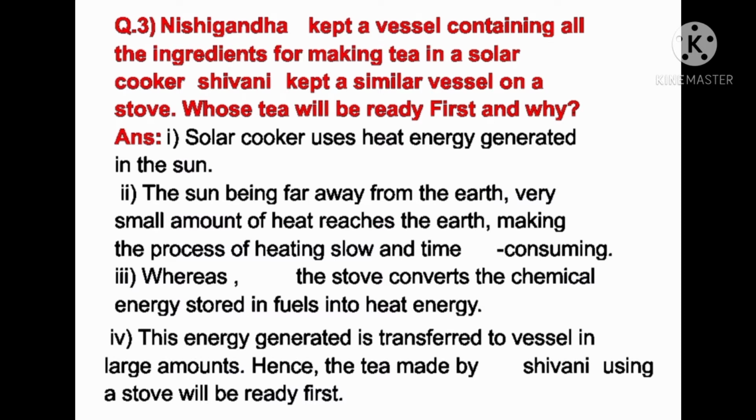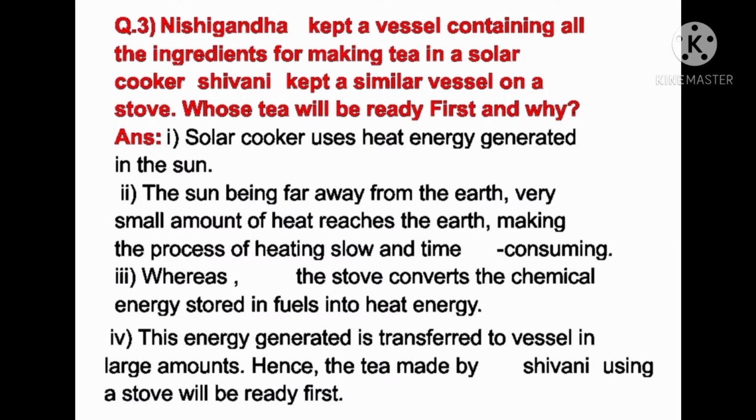Whereas, the stove converts the chemical energy stored in fuels into heat energy. When we keep the vessel of tea on the stove, what will happen? The stove contains all fuels. What happens when we light it, when we burn the stove? It will convert all chemical energy stored in fuels into heat energy, and the heat will be generated rapidly, that is fast. So, this energy generated is transferred to vessel in large amounts. Hence, the tea made by Shivani using a stove will be ready first. So, students, is it clear?